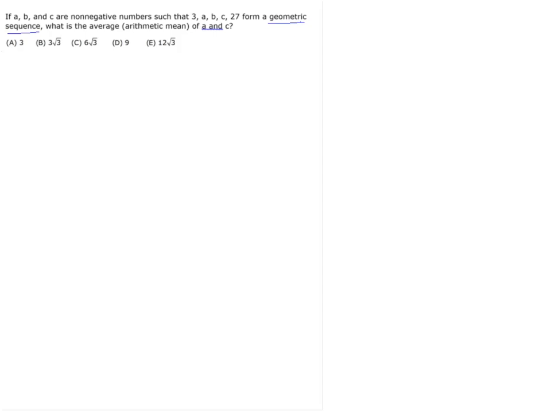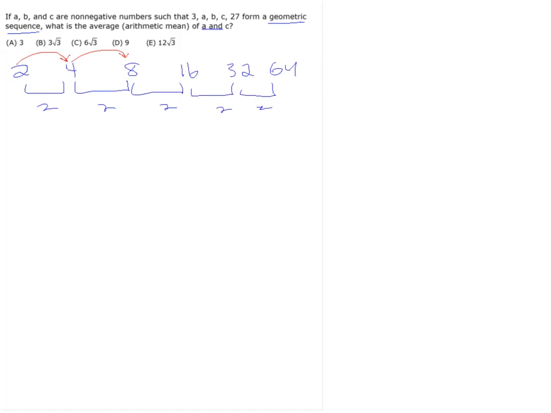In a geometric sequence, the hallmark is that each term gets multiplied by a common multiple to get the next term. For example, let's say you started with the number 2, and then we went to 4, 8, 16, 32, and 64. And let's say we knew that in this sequence we were multiplying the prior value by 2 to get the next value. Take 2, multiply it by 2, you get 4. Take 4, multiply by 2, you get 8. Times 2 is 16, times 2 is 32, times 2 is 64.